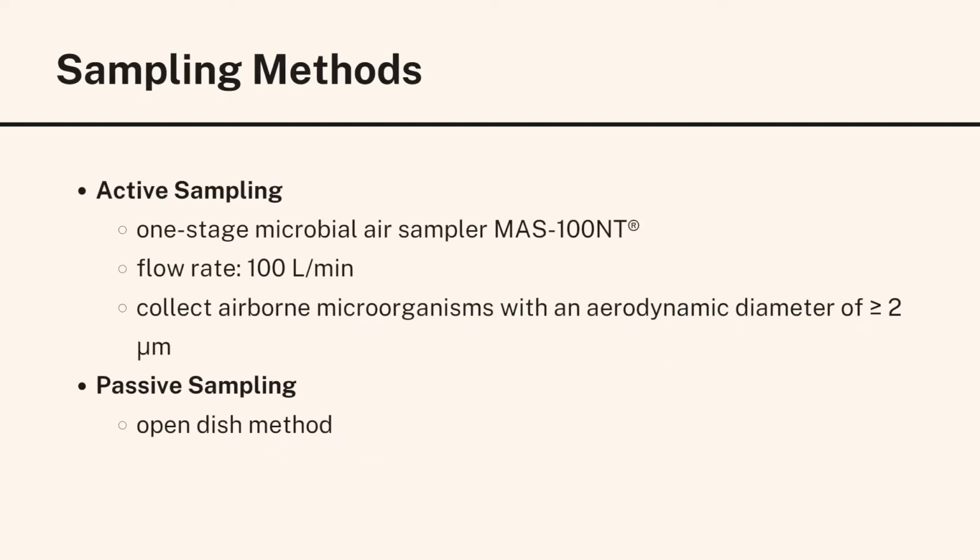Active sampling was carried out by a one-stage microbial air sampler, MAS-100 NT, operating at a flow rate of 100 liters per minute. The cutoff size of this device is adapted to collect airborne microorganisms with the aerodynamic diameter of more than or equal to 2 micrometers. A disinfecting agent was used for cleaning the device after each sampling. Passive sampling, on the other hand, used the sedimentation method, also called open dish method. This is where the Petri dishes were placed centrally on the bottom of the aerosol chamber. Following a defined aerosol flow time, the plates were opened for the microorganisms to settle.